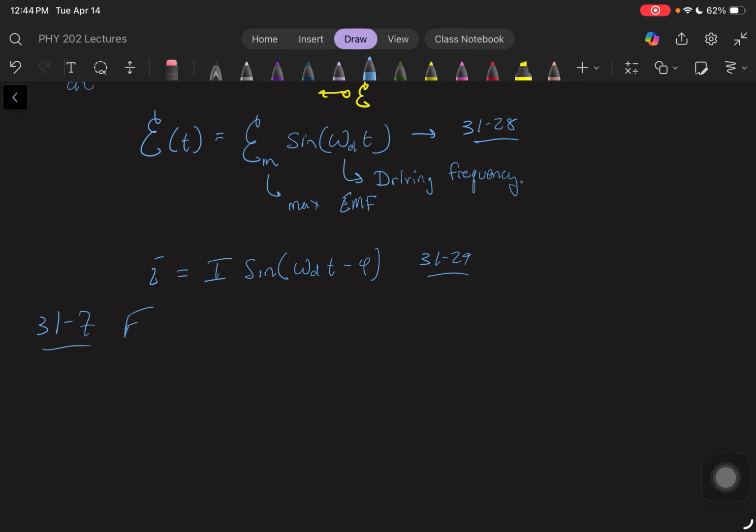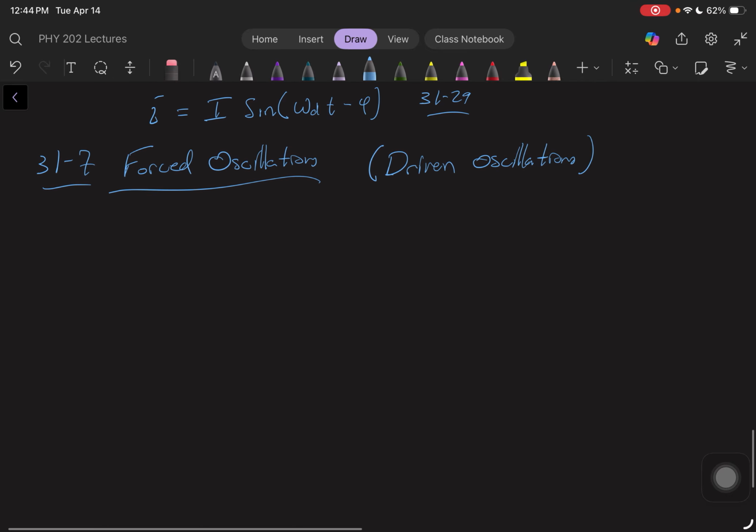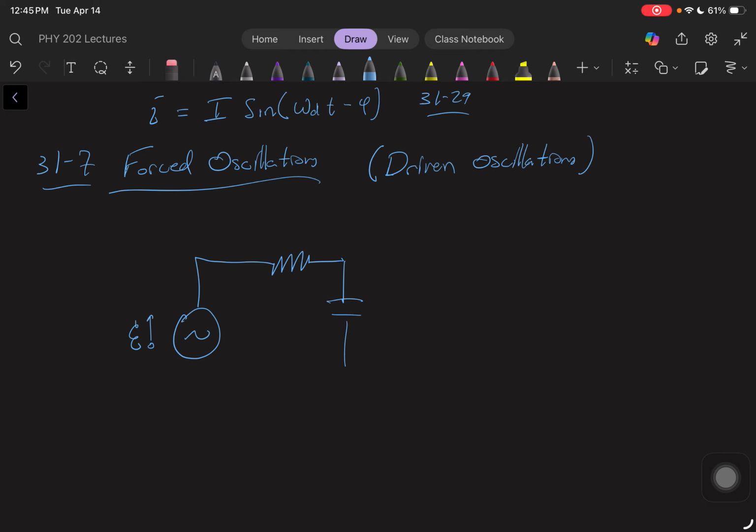And then we'll hop into 31.7, which is forced oscillations, often called driven oscillations. And so for that, we're going to start with a circuit that has some alternating current with an EMF. We're initially going to say the EMF is pointing in this direction. We have a resistor, we have a capacitor, we have an inductor.